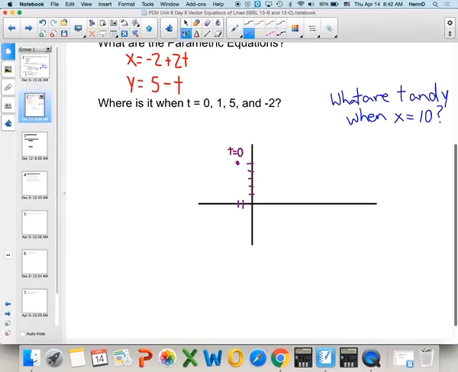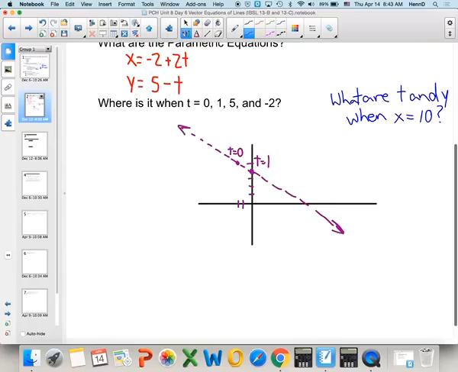How about when t equals 1? 0, 4. Negative 2 plus 2 is 0. 5 minus 1 is 4. So 0, 4. Okay, good. That's t equals 1. And by the way, I know this is a line, right? So I actually could sketch it now. I only need 2 points to give me a line. But let's find these other points as well.